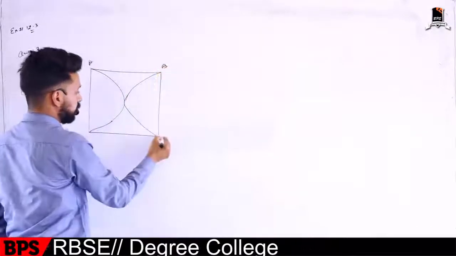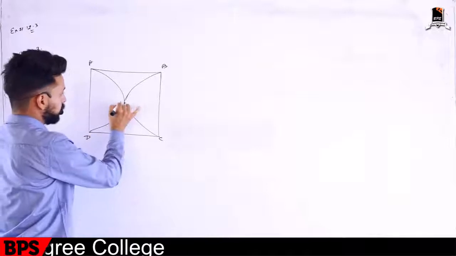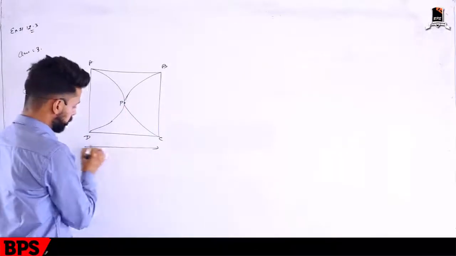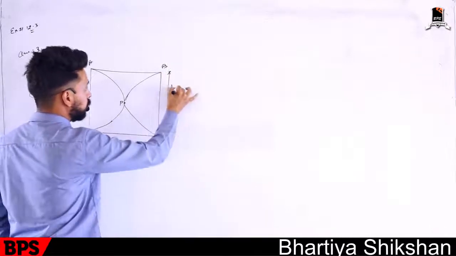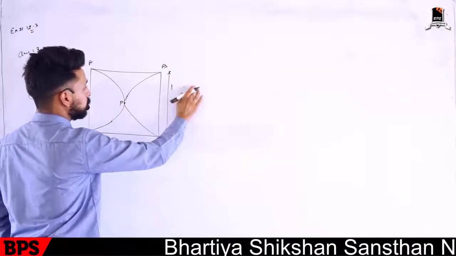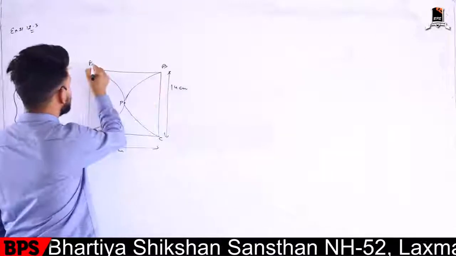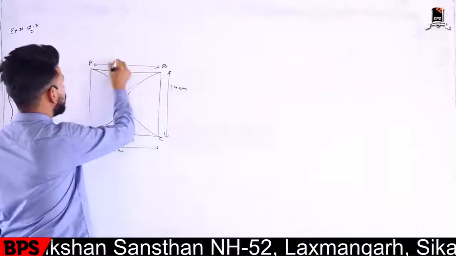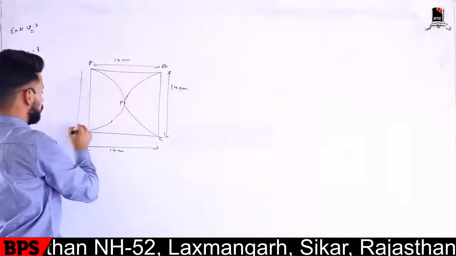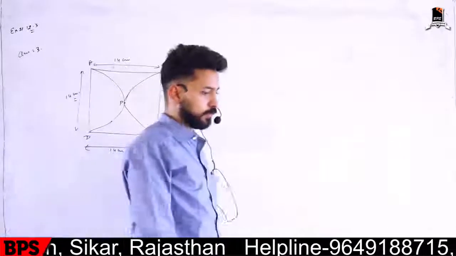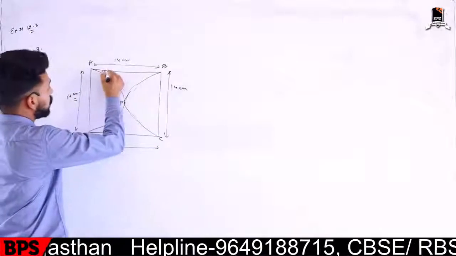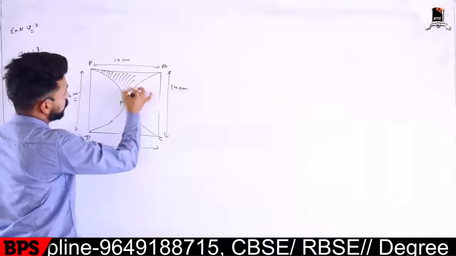A, B, C and D, and that is P. The length of the square is 14 centimeter, that is also 14 centimeter, and that is 14 centimeter, and that is also 14 centimeter. Find the area of shaded region. That part is the shaded region.